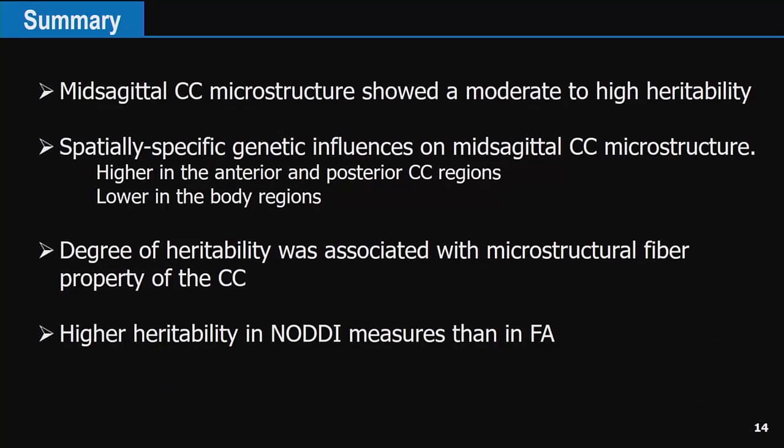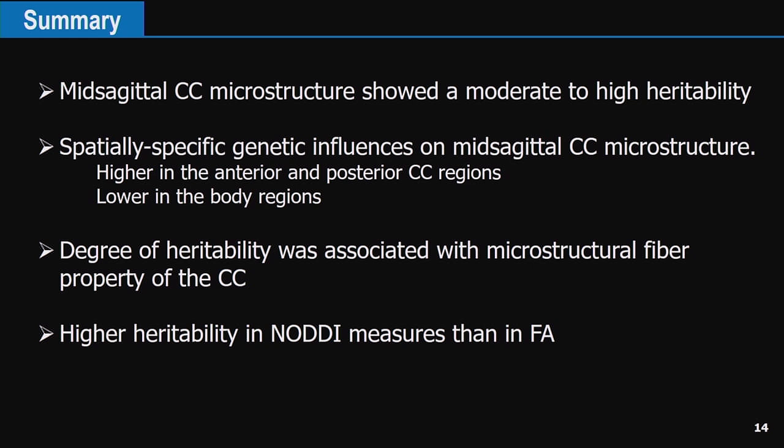So in summary, we found a spatially specific genetic control on the mid-sagittal CC microstructure, and this may help us to understand the genetic influence on this structure and its connected cortex and their functions. And more importantly, we found that the degree of heritability was associated with the trait value itself. I think future work will focus on this relationship and find how this relationship changes during development or aging or under disease states.